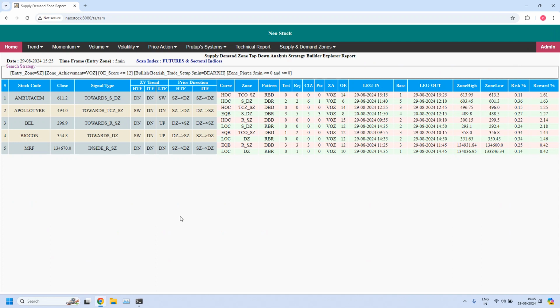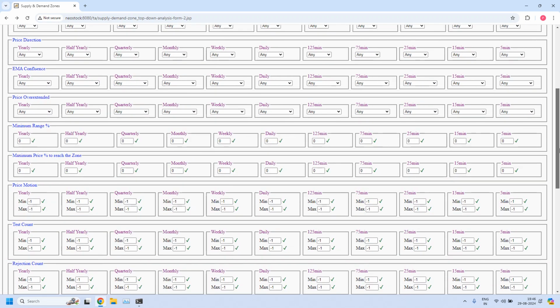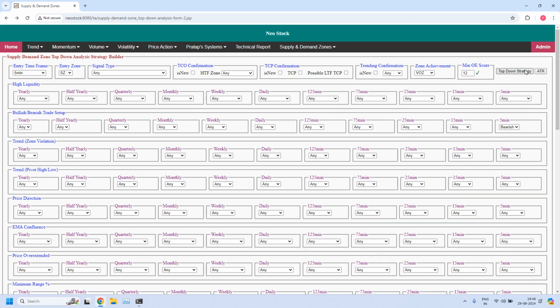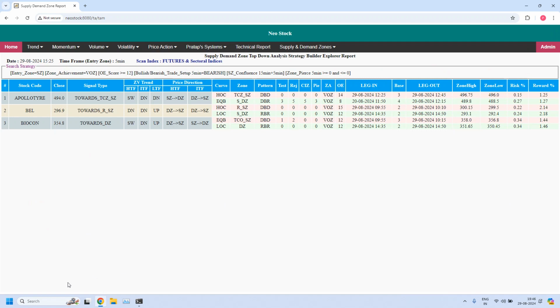Let's verify whether any of these stocks have confluence with ITF time frame, that is 5 minutes and 15 minutes supply zone confluence. So here we have the 5 minutes and 15 minutes supply zone. I just enabled the filter. Let's verify. Out of the 5, 3 stocks are filtered, and all these 3 stocks have confluence with ITF time frame. ITF is 15 minutes.